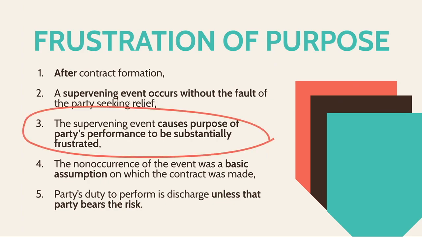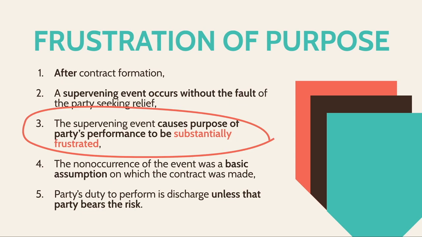And we said with frustration of purpose, it's different, right? Here, it must be that this event causes the purpose of the party's performance to be substantially frustrated. That's substantially frustrated, but the purpose of their performance, like why is it they're doing this, is what we're looking at. And so again, all the elements are the same for frustration of purpose. They're the same as impossibility. They're the same as impracticability, other than this third element. So we won't review 1, 2, 4, or 5.